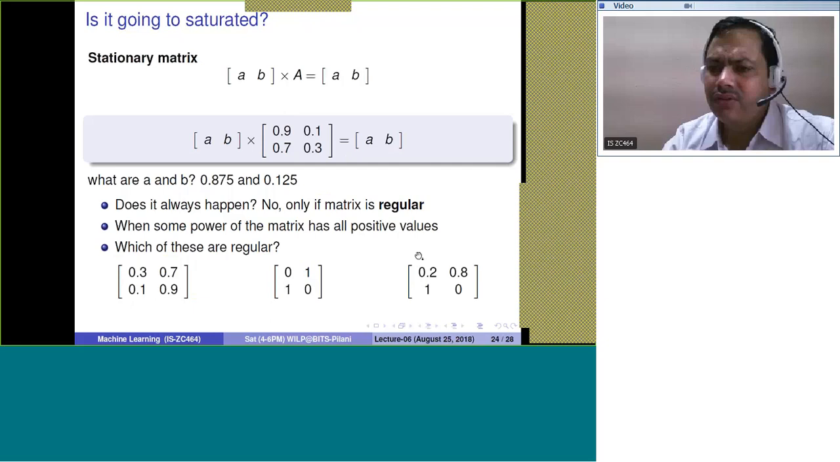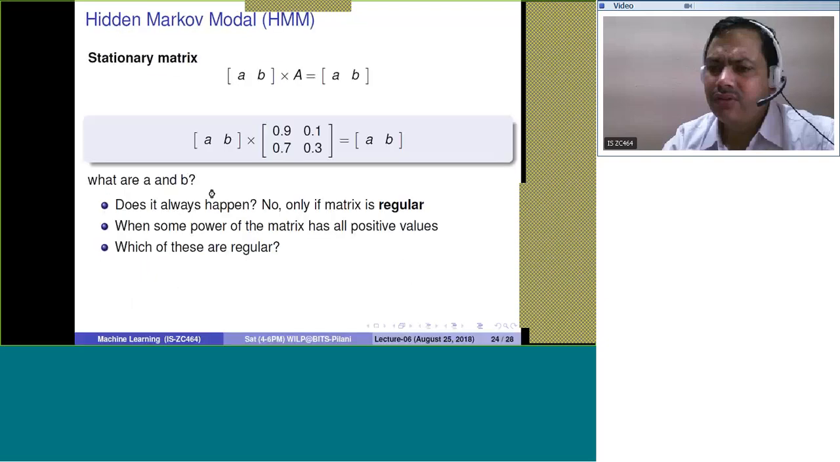I ask you to work on this: whether the third one is a stationary matrix or not, and try to find out whether there is a power that gives you all non-zero values. Then it is also a regular matrix. So you go ahead with this. Okay, so you got the idea.